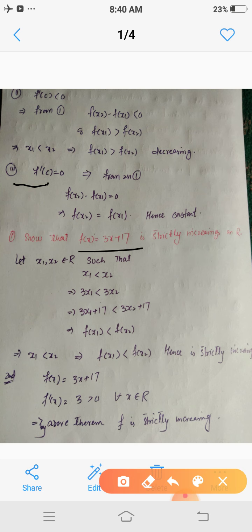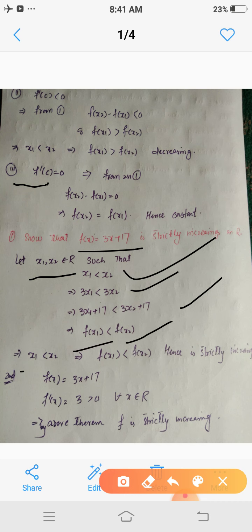Like if we consider the example 3x plus 17, we have to prove it is strictly increasing. Now by the definition method, let x1, x2 belong to R with the property that x1 less than x2. By multiplying, we get 3x1 less than 3x2, because 3 is positive, so it does not affect the inequality. When we add 17 on both sides, we get 3x1 plus 17 less than 3x2 plus 17. Here 3x1 plus 17 is f of x1 and 3x2 plus 17 is f of x2, which implies that x1 less than x2 implies f of x1 less than f of x2. Hence, it is a strictly increasing function.